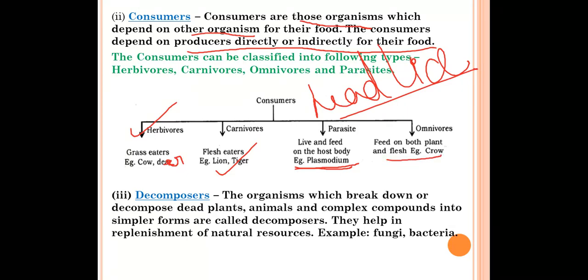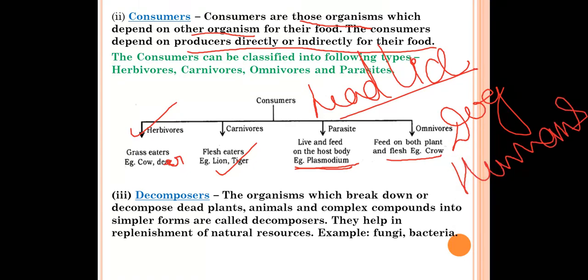Next we have omnivores. They feed on both plants and flesh, meaning they eat both plants and animals. For example, crow. You can write dog also. You can write humans also, as we eat both plants as well as animals, right? So these are the four types of consumers. Parasites, you can remember Plasmodium and head lice. They live inside the body of a living organism and obtain their food and shelter from them.